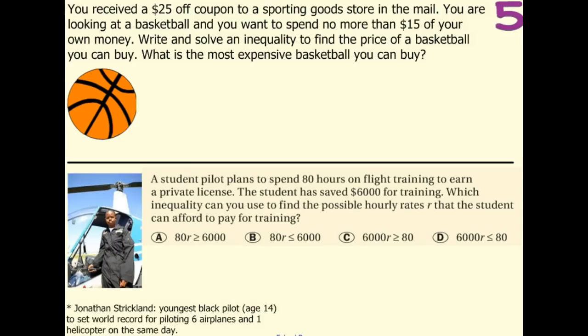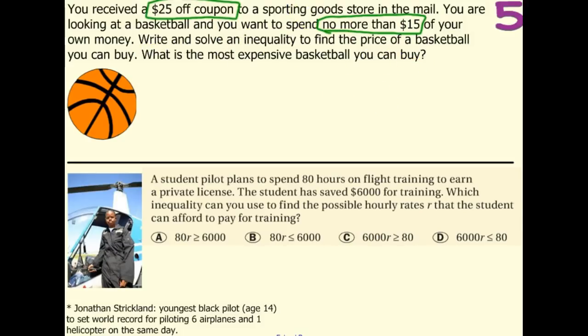Alright, we have 2 questions left and these should be pretty quick. It says you received a $25 off coupon, okay, that's important, to a sporting goods store in the mail. You are looking at a basketball and you want to spend no more than $15 of your own money. Write and solve an inequality to find the price of a basketball you can buy. What is the most expensive basketball you can buy?